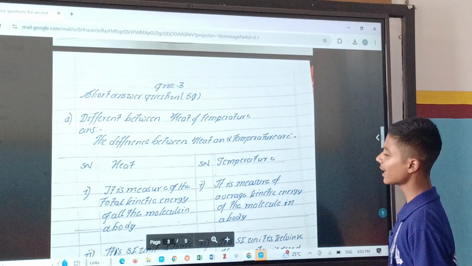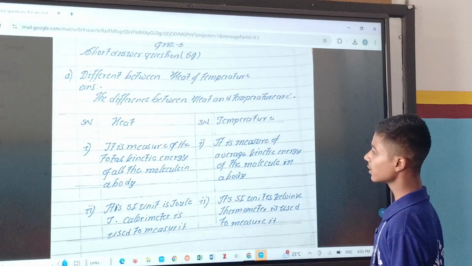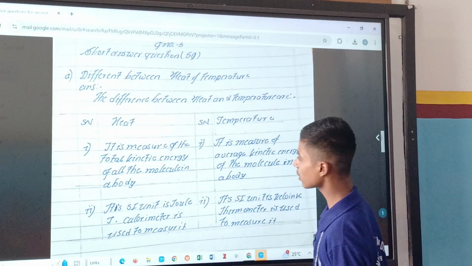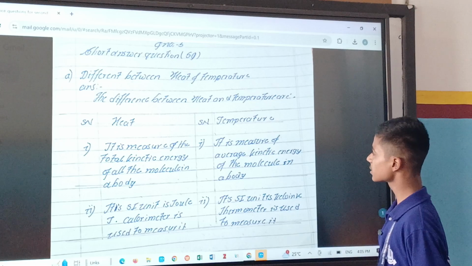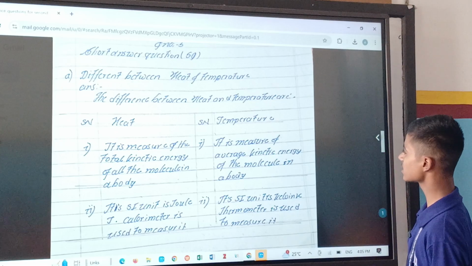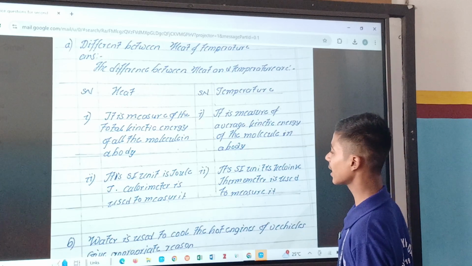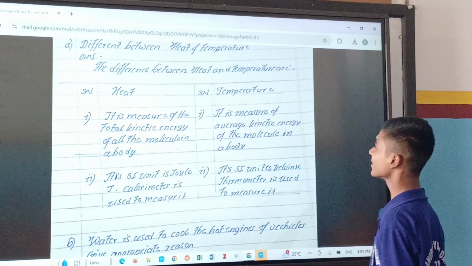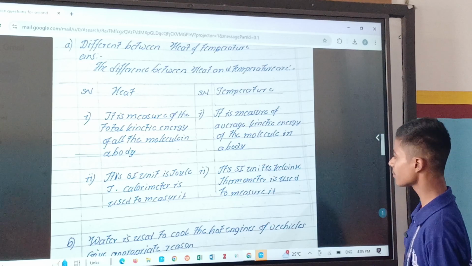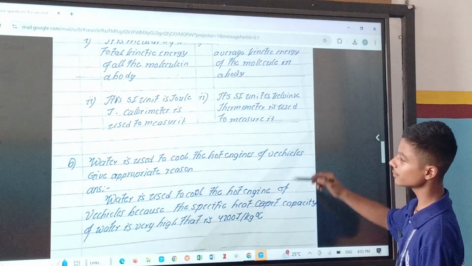Difference between heat and temperature. Heat is a measure of total kinetic energy of all the molecules in a body. Temperature is a measure of average kinetic energy of molecules in a body. The SI unit of heat is joule. A calorimeter is used to measure it. The SI unit of temperature is Kelvin. It is measured by a thermometer.